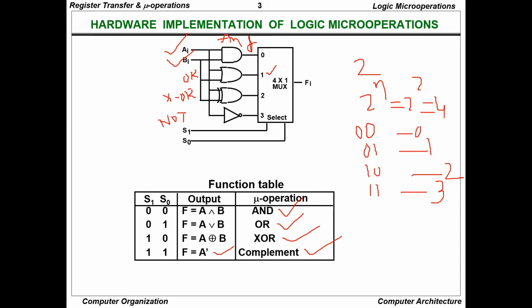Okay, so this is the hardware implementation, and finally we'll get the output Fi. That's what we termed in our functional table here. For 0 0, F equals A AND B; for 0 1, F equals A OR B; for 1 0, F equals A XOR B; for 1 1, F equals A bar, that is the complement. So this is 0, this is 1, this is 2, this is 3. Okay, so this is the hardware implementation of logic micro operations.